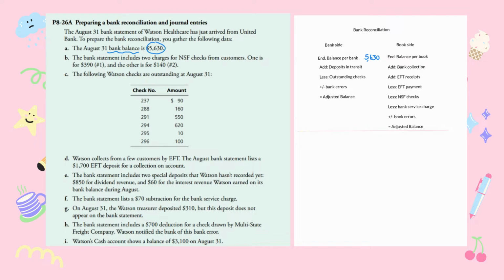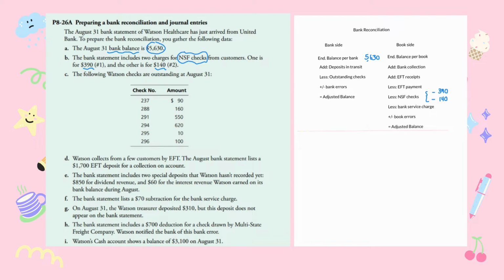Okay. Now the bank statement includes two charges for non-sufficient fund checks from customers. One is for 390 and one for 140. So non-sufficient fund checks, I need to subtract them from my book side. So here, the non-sufficient fund checks, we have minus 390 and minus 140.